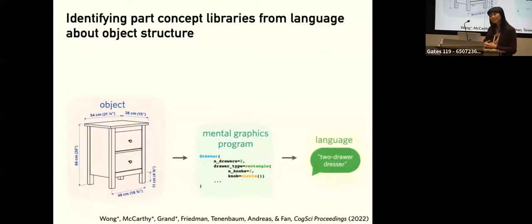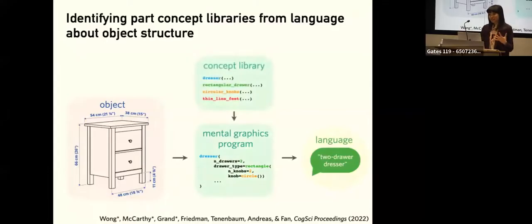An appealing property of such a mental graphics program is that it becomes natural to then read out linguistic descriptions that reflect that structure, such as a 2-drawer dresser. But there's an infinite number of different graphics programs that could in principle render to the same image, and thus a quite rich hypothesis space of possible forms this bridging abstraction might take, ranging from representations that invoke low-level primitives like lines and rectangles to representations invoking object-level chunks.